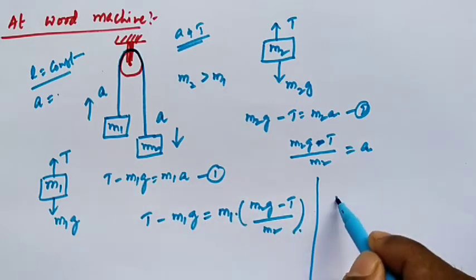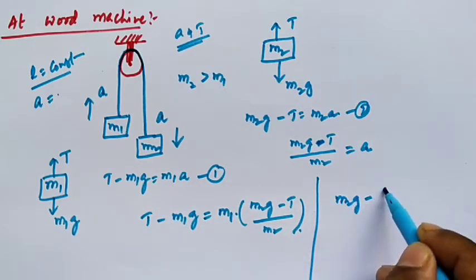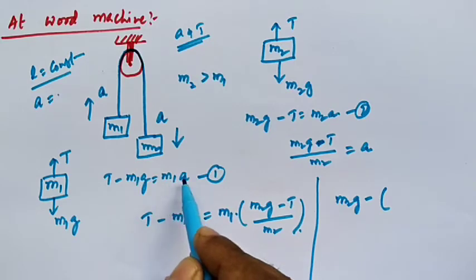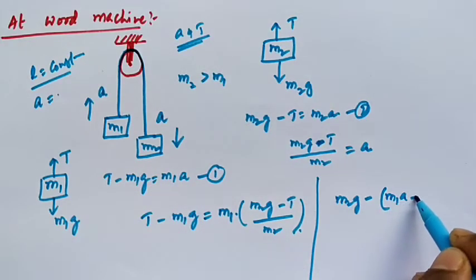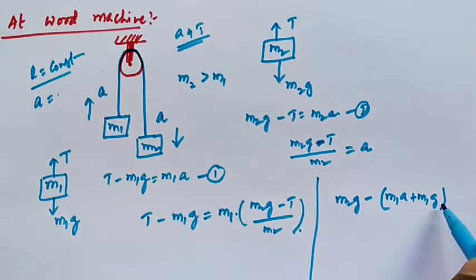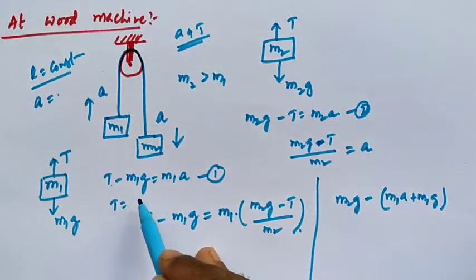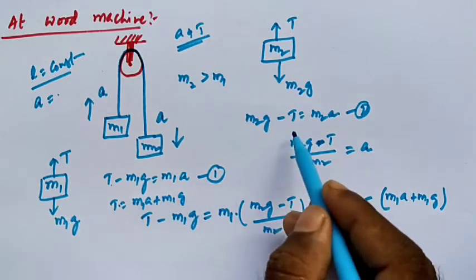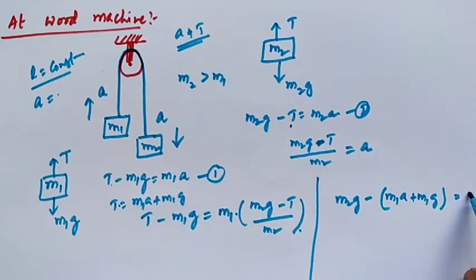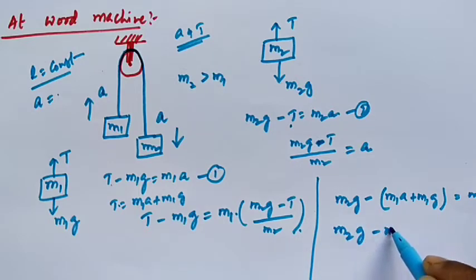If you want to calculate the a value, eliminate T from these two equations. From the first equation, what can I write? T is equal to m1a plus m1g. This T value I am substituting here in m2g minus T is equal to m2a. Now simplify this: m2g minus m1a minus m1g is equal to m2a.